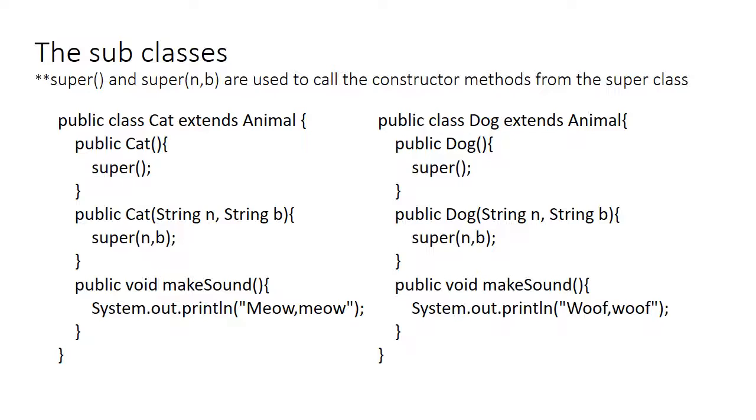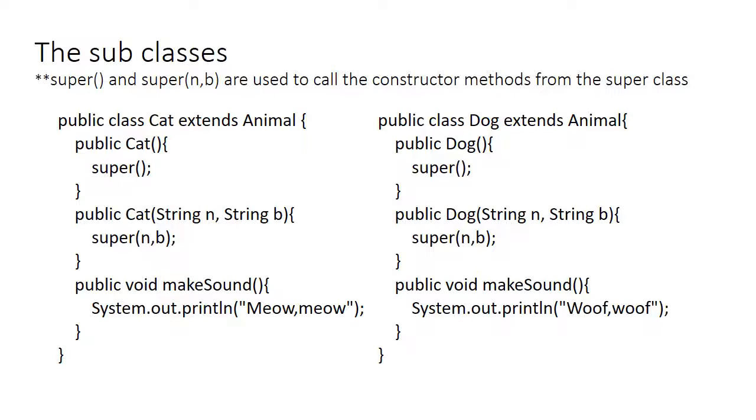Shown here are the two subclasses, cat and dog. The first thing you should notice is that cat extends animal and dog extends animal. This is a way for a class to inherit from the superclass, making it a subclass. The second thing you'll notice is the constructor for cat and dog, the default constructor without any arguments, uses super. Super allows it to use the animal's constructor.